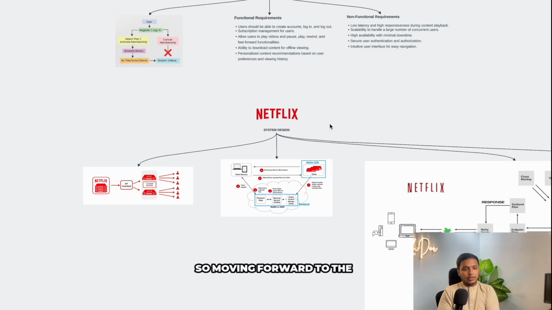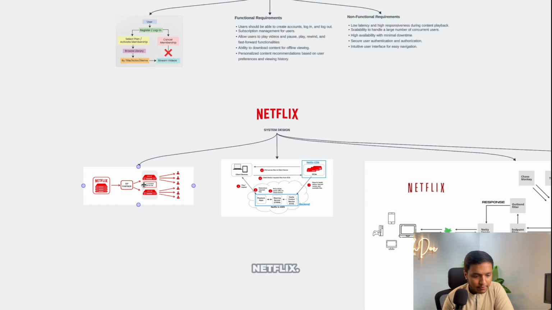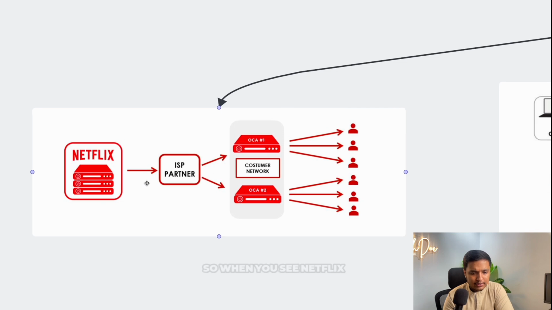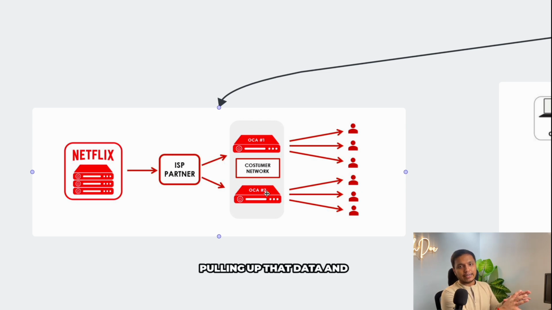So moving forward to the system design of Netflix. When you see Netflix at a very simple level, it is a server, customers are requesting services, and there is a cache network in between that is just pulling up that data and showing it to you. But it is not that easy.